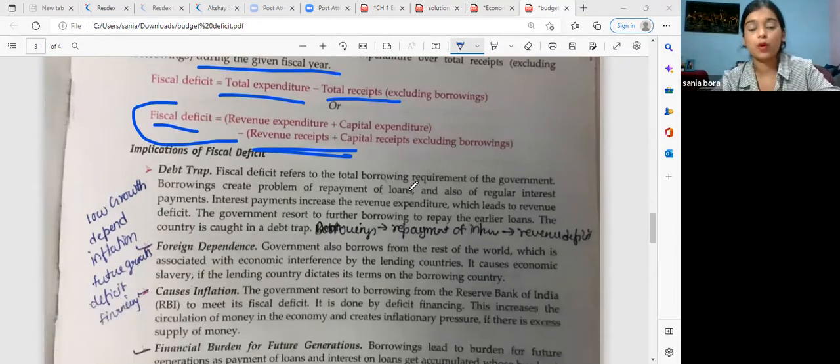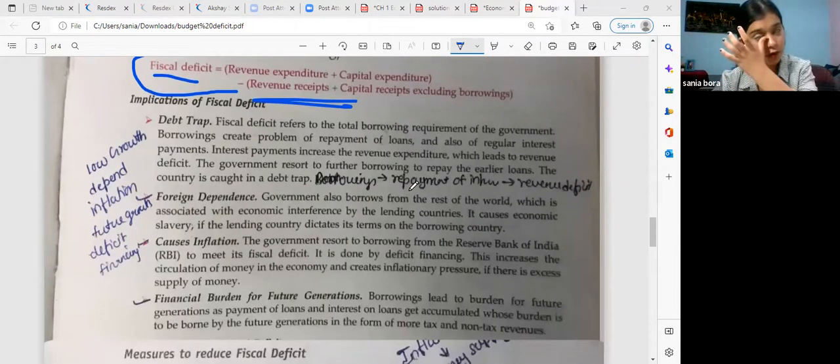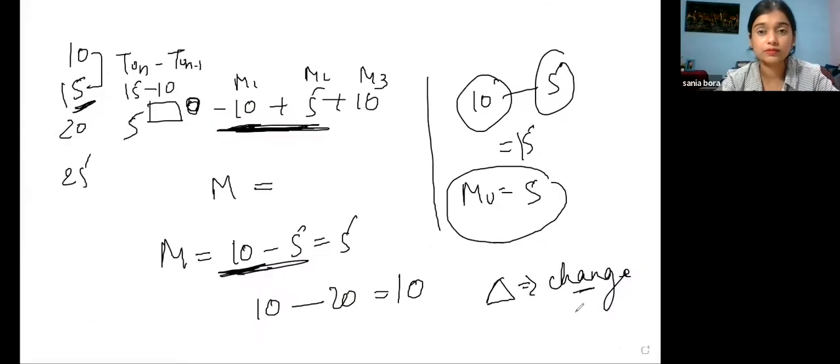Okay. So now we are going to do the implications of fiscal deficit. Definition we are done. Implication, then suggested ratio. Okay. So implications: first is debt trap. Now, what is debt trap? This debt trap is one of the highest scoring and most expected questions.